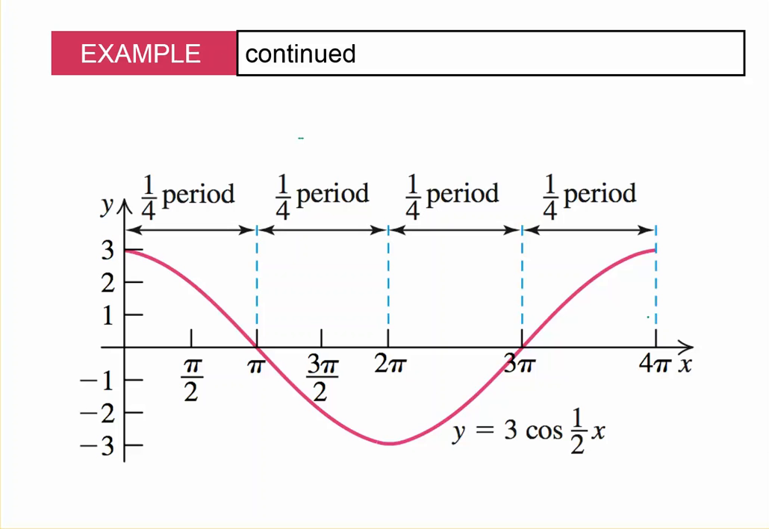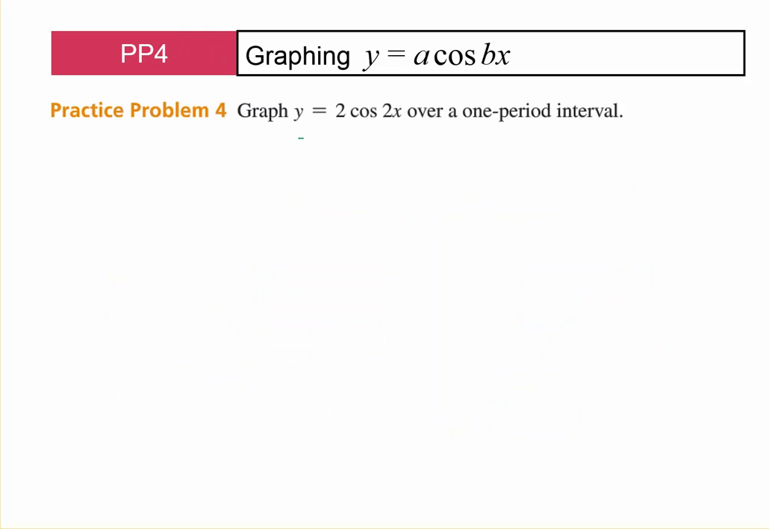So I'll let you guys try one here by yourself. Can you graph for me 2 cosine of 2x? And again, just 1 period interval.